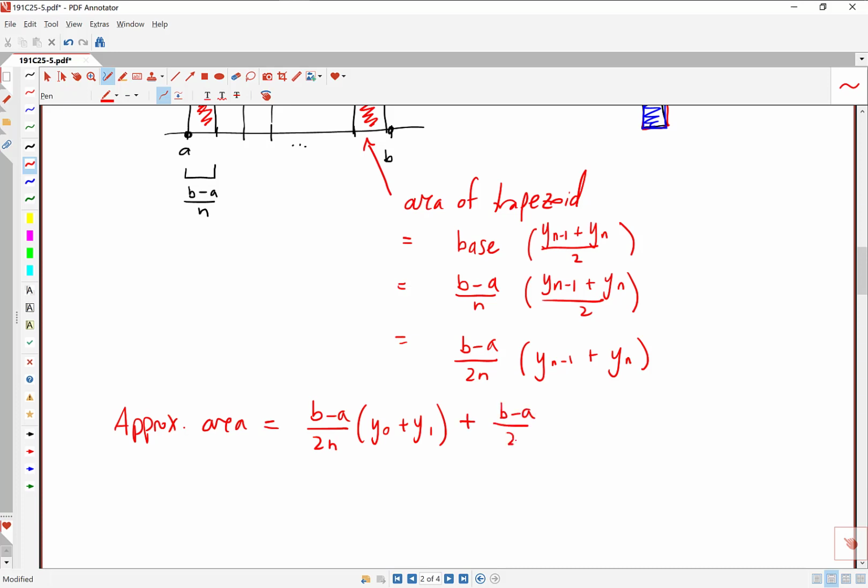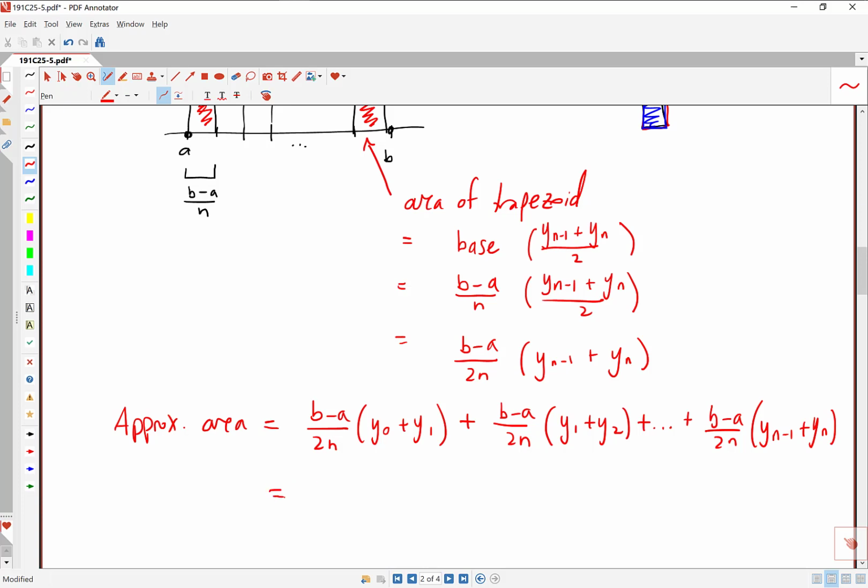So that would look like (b minus a) over 2n. Its heights would be y1 and y2, so y1 plus y2. And you could do that all the way across. As we said, the trapezoid on the far right would look like (b minus a) over 2n times (y sub n minus 1 plus y sub n).